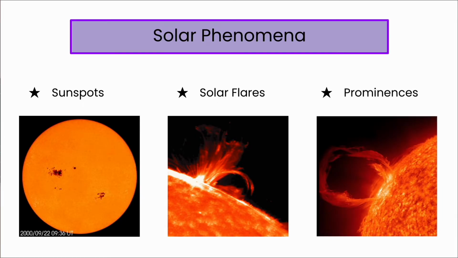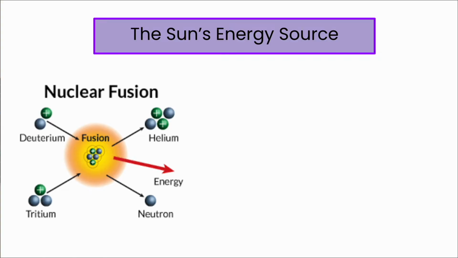Finally, the last phenomenon is prominences. A solar prominence is a large, bright plasma loop that extends outward from the sun's surface. They can be stable, so a stable prominence may persist for several months, looping hundreds of thousands of miles into space. Scientists are still researching how and why prominences are formed, so this is an area of research that is still ongoing.